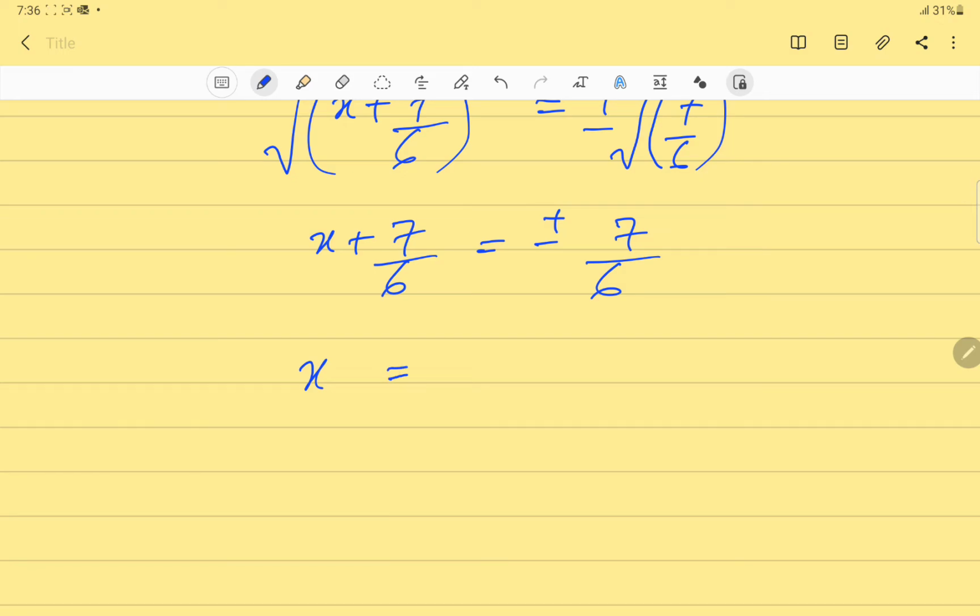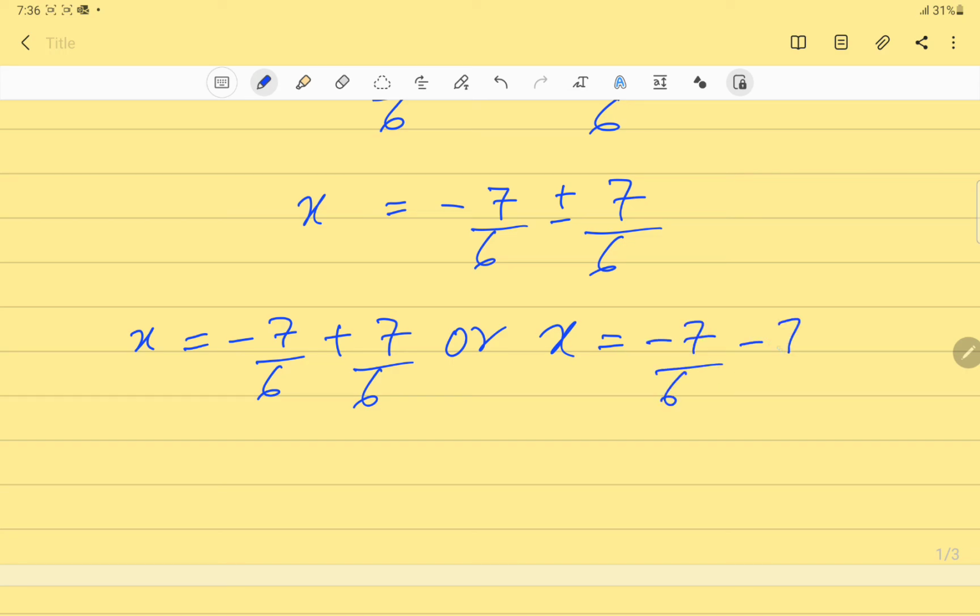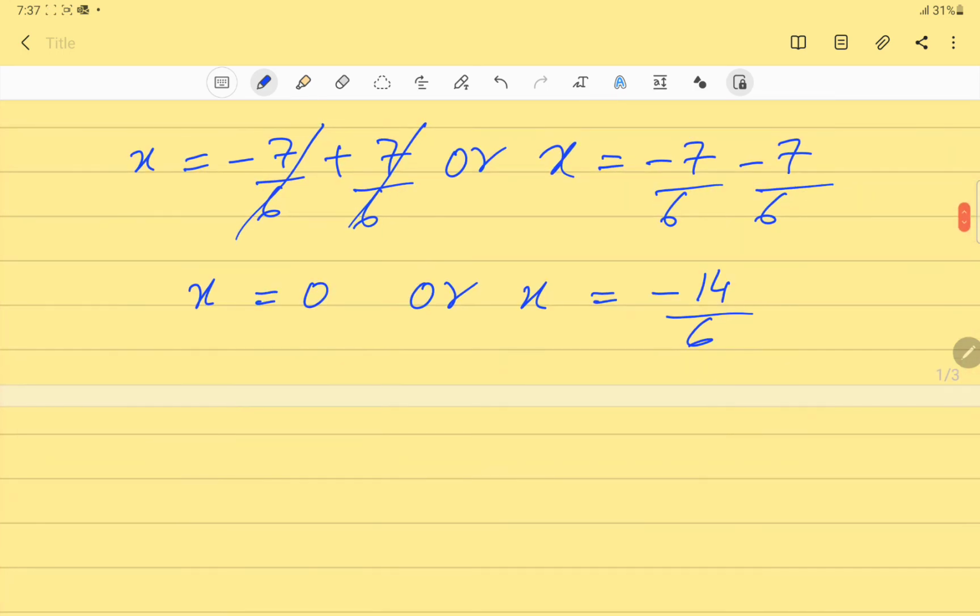So x is equal to minus 7 over 6 plus minus 7 over 6. We will have two values of x. x is equal to minus 7 over 6 plus 7 over 6, or x is equal to minus 7 over 6 and again minus 7 over 6. These two terms cancel, so x is equal to 0, or x is equal to minus 14 over 6, which can further be simplified, minus 7 over 3.